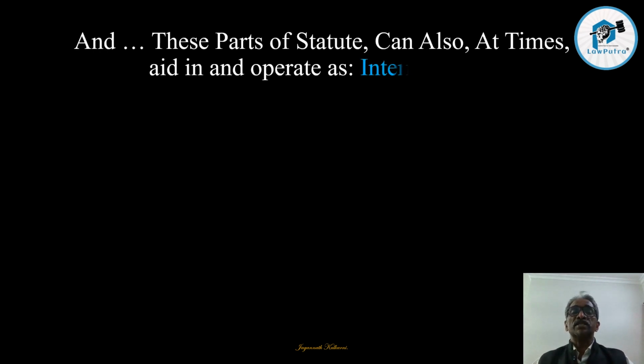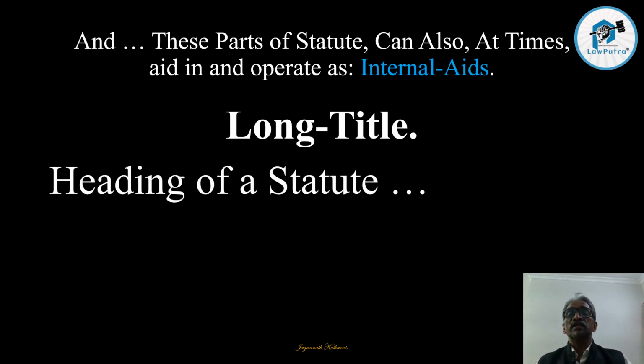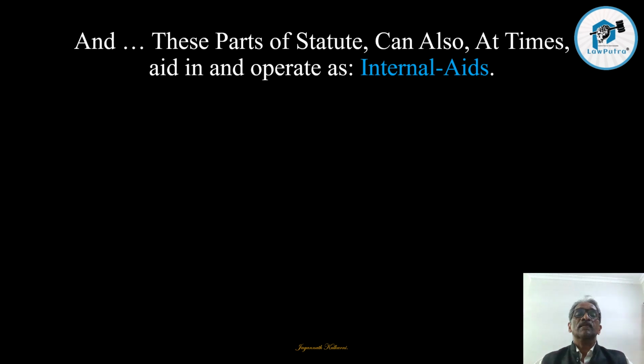We need to know that these parts of the statute, these 16 parts that we have seen, can also at times aid in and operate as internal aids for interpretation of statutes. Let us see what those parts are and what role they play in interpretation. First part is the long title. As we know, it is just a heading of a statute and it describes its object or purpose. This is the reason why the long title is important, because it says an act to do this and do that.